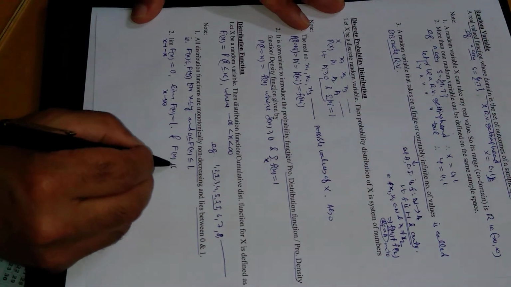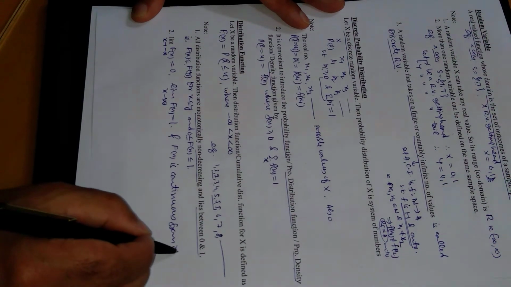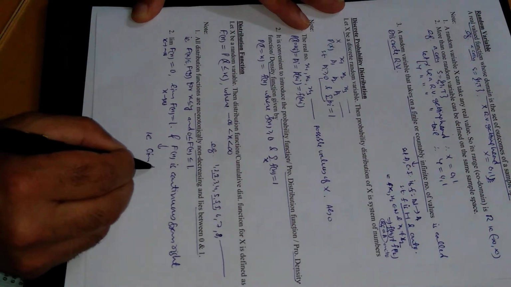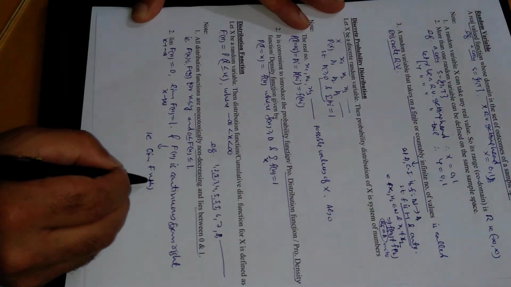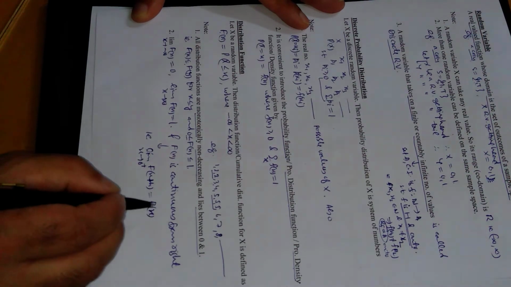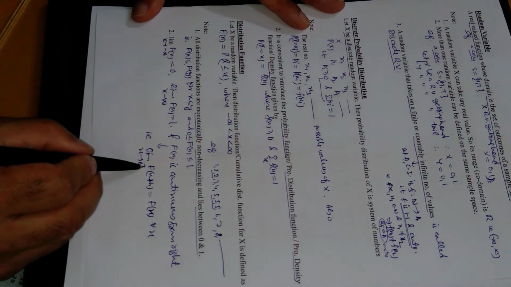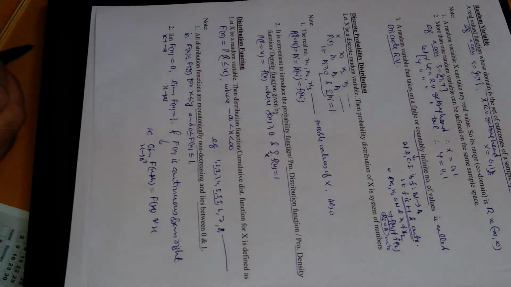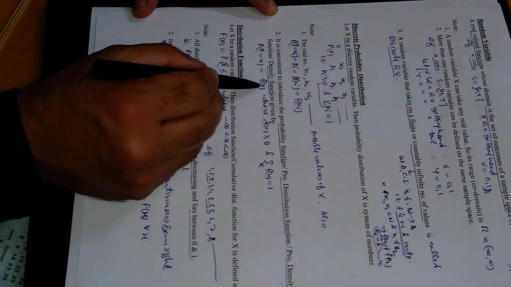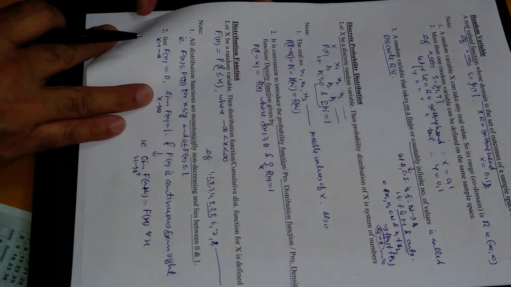And F of x is continuous from the right. That is, the limit of F of x plus h as h approaches 0 from the right side is equal to F of x for all x. This means F is continuous from the right. So the distribution function is always denoted by capital F, and the density function is always denoted by small f. Must remember.